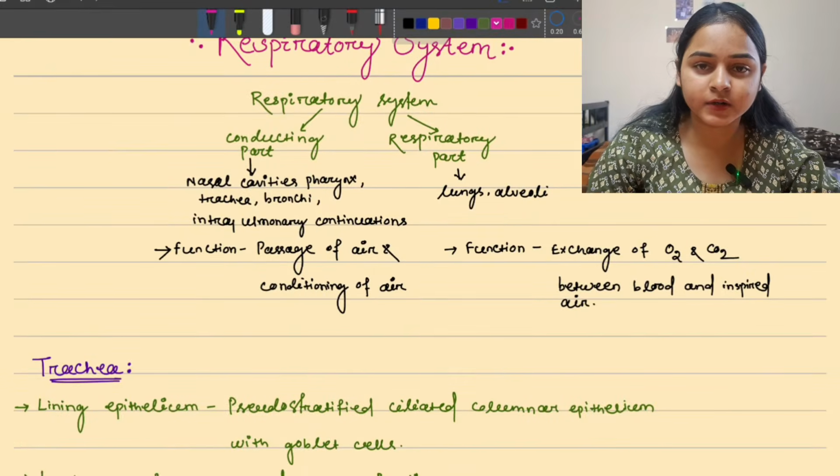In the respiratory system, I am discussing three slides, that is of trachea, lungs and epiglottis. Out of the three, trachea is the most important slide. The other two are not asked that often in exam. So let's start with the respiratory system.